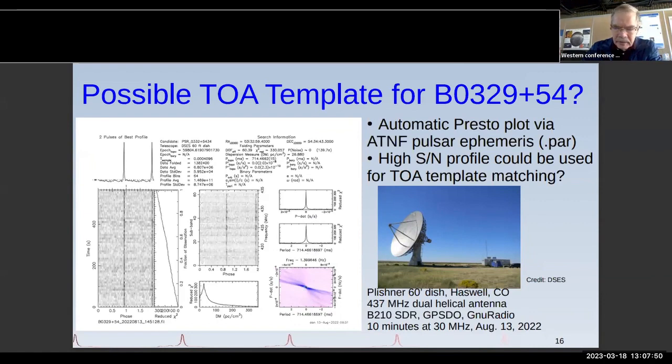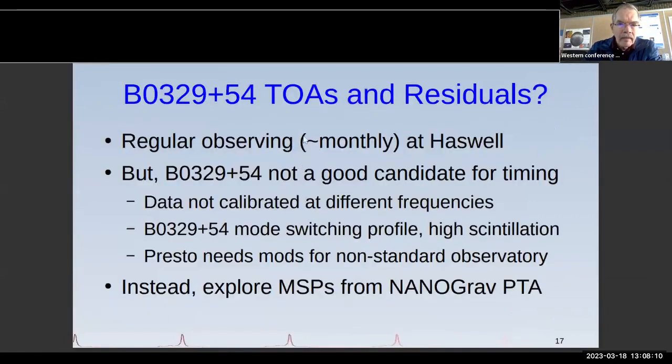And so, after we'd collected these, and I got this one, I thought, wow, that's one of the better ones we've collected. It looks very nice and strong. And I realized, oh, this could be a high signal to noise profile that I'd read about to use for the template. So this could become a template if we wanted to do TOA studies. So I thought about it, because we do frequently observe this. We keep the data. We've got quite a few collections on it. But this particular pulsar is not a good candidate for timing.